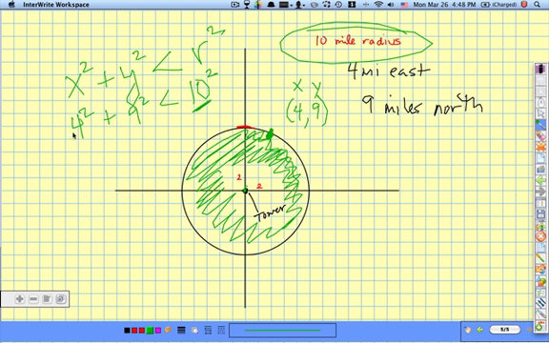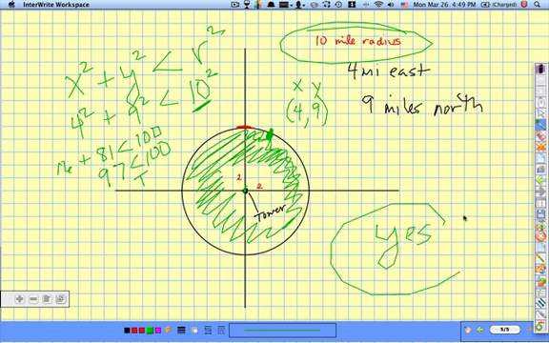So 4 squared is 16 plus 9 squared is 81. Is that less than 100? And what do we get? 97 is less than 100. That is true. So therefore, this point right here is on the inside of the circle. So it says, are you in the tower's range? You would say yes, we are in the tower's range.